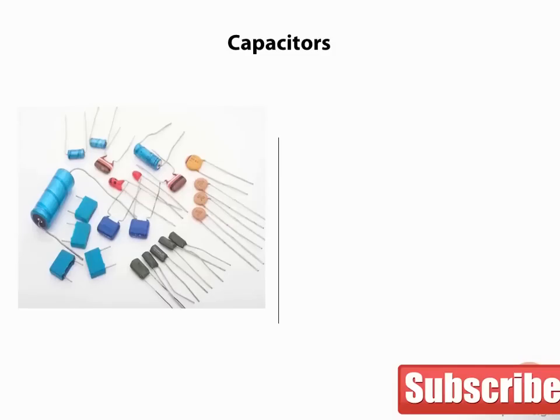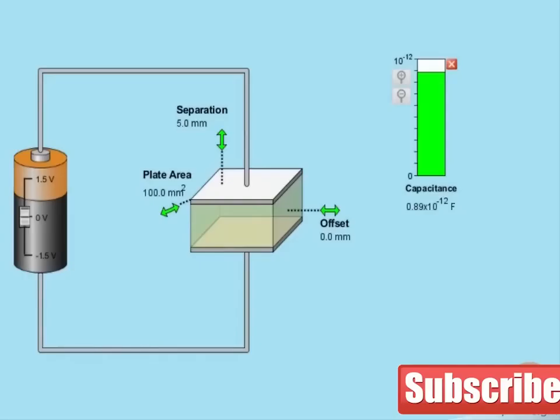Capacitors come in many shapes and sizes and configurations, but they all do the same thing. They store an electrical charge. Let's take a quick look at a capacitor model. In this model, we see a capacitor made of two conducting plates separated by a dielectric.